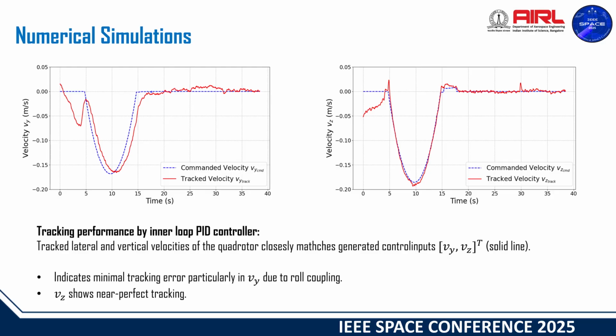Numerical simulations were carried out in the ROS Gazebo environment to evaluate trajectory tracking performance. The results show that the quadrotor's lateral and vertical velocities closely follow the generated control inputs. Minimal tracking error is observed in the lateral velocity due to roll coupling, while the vertical velocity demonstrates near-perfect tracking, as illustrated in the figures.